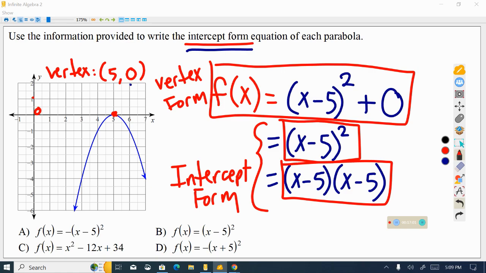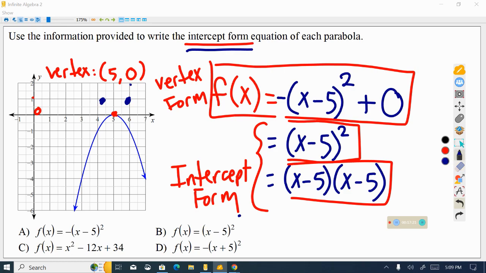So I'm looking for option B. Or am I looking for option B? Because in this case, is this a happy face or a sad face? It's a sad face, right? So that means that I should have a leading negative. So we forgot to mention that. So let's go put that negative in there. And then realize everything else was right.